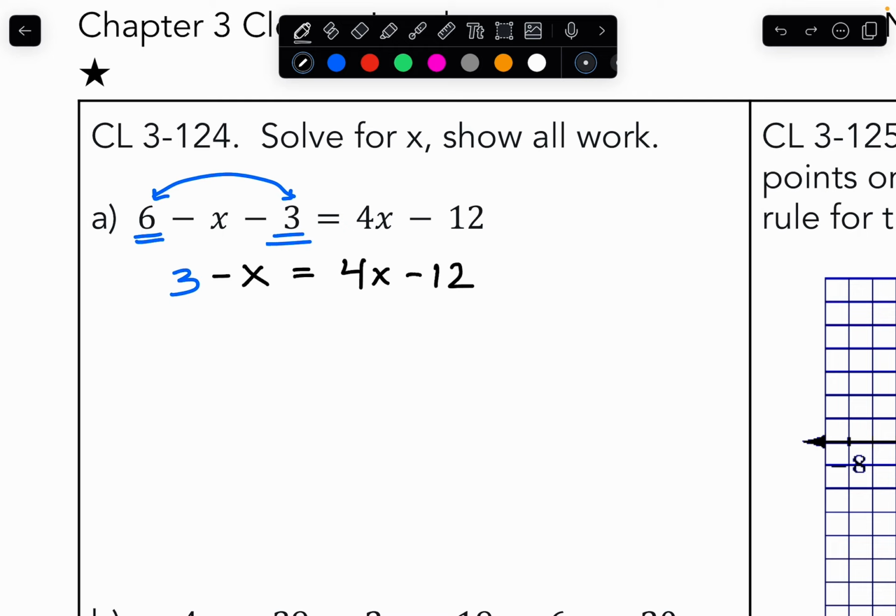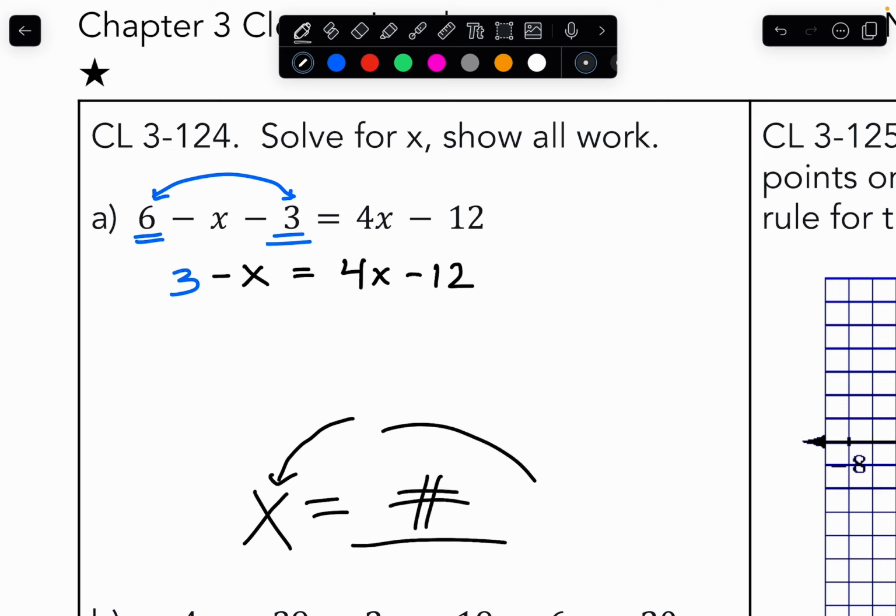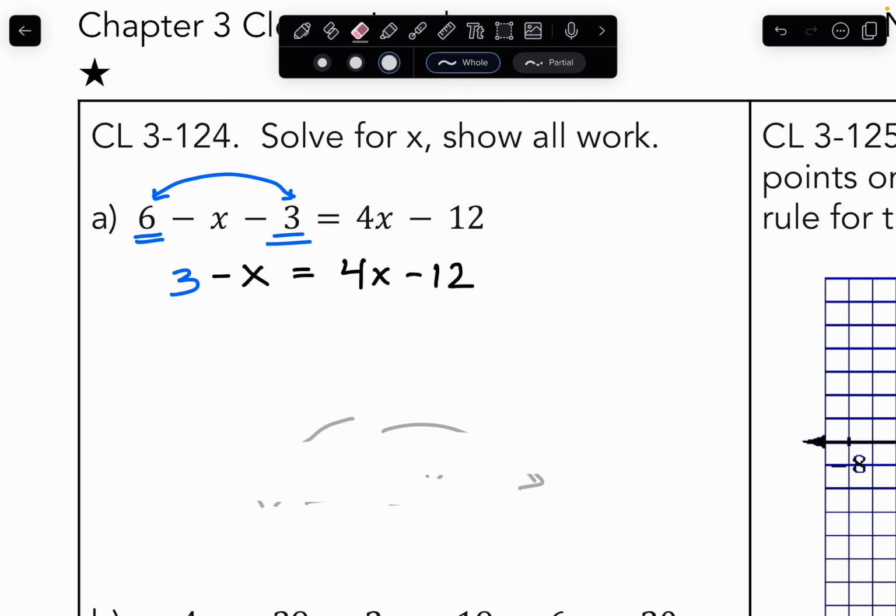Now, this is where I would like to move things around until I get my answer. Of course, my goal is x equals something. So typically we have x on the left side of the equation, which is the variable, and then typically we have numbers on the right side of the equation, which is our constant, or hopefully our answer.